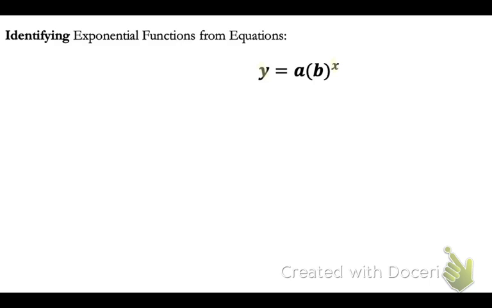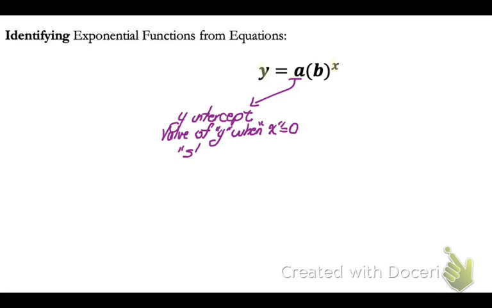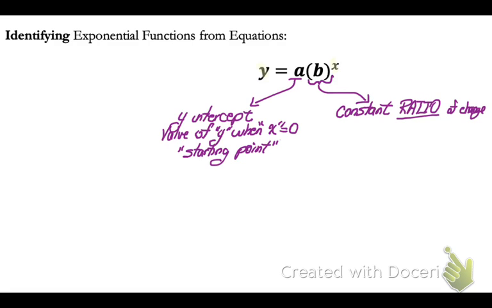And notice that we have our y and our x just like we do with the linear function, but our x is in the exponent. The other parts of this equation are a, which, if you were going to graph this, would be your y-intercept. And remember, that's the value of y when x is 0. In a word problem, that would also be your starting point or your initial amount. The b part of this is what we're going to be multiplying as our constant rate of change, and we call that our constant ratio.